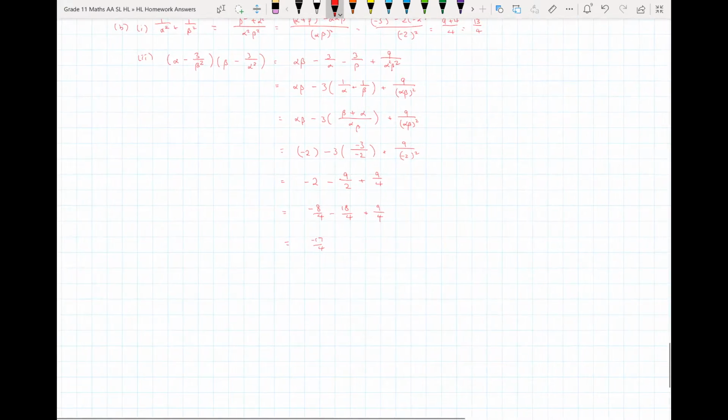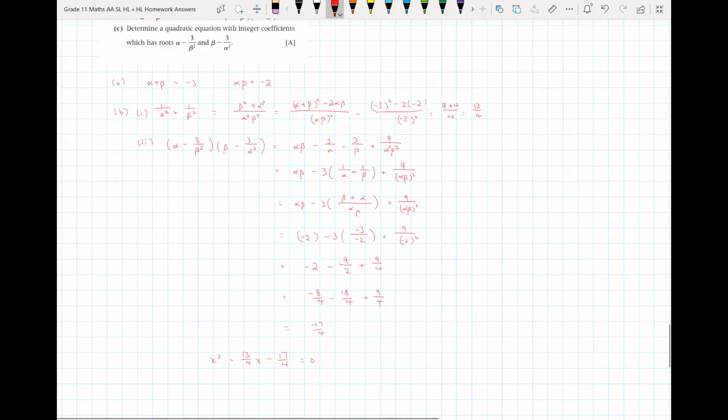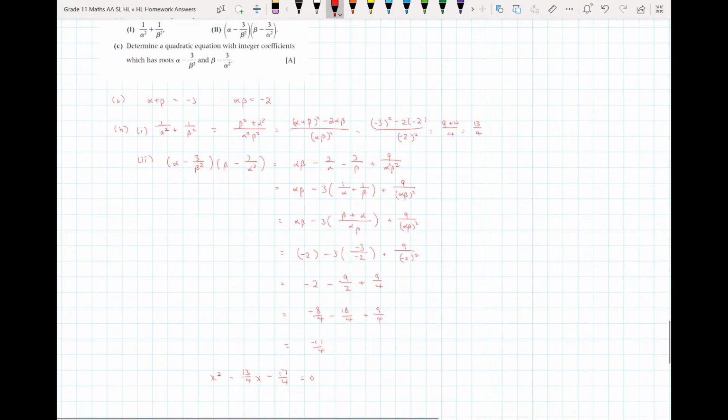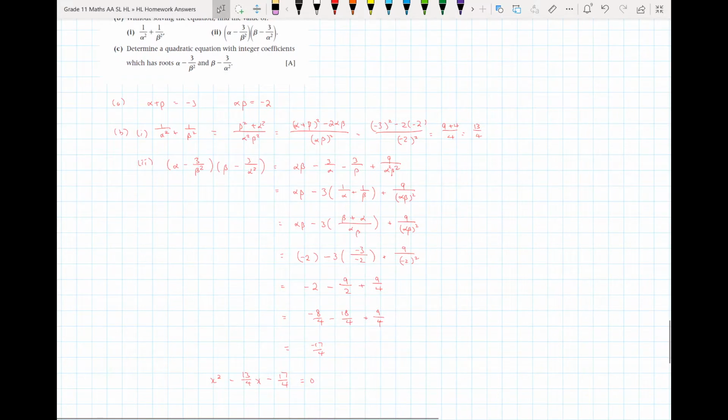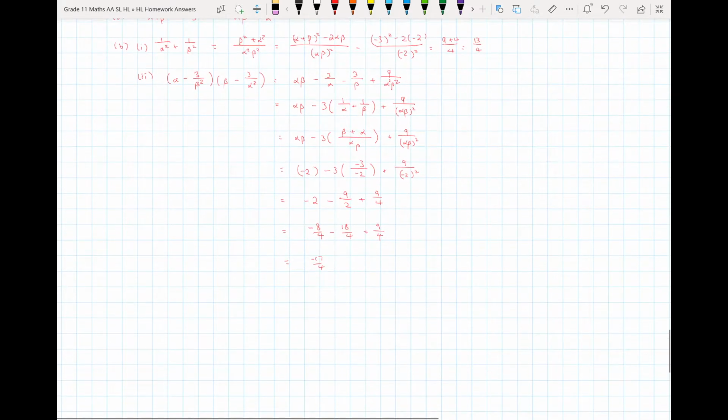So let's construct our equation. We have x squared minus 13 over 4x minus 17 over 4 equals 0. Do they want integer? Actually, we're not even done with the question yet. Okay, we're not done yet. These are just for part B. And then part C is to actually find out what they will be. So let's do part C.